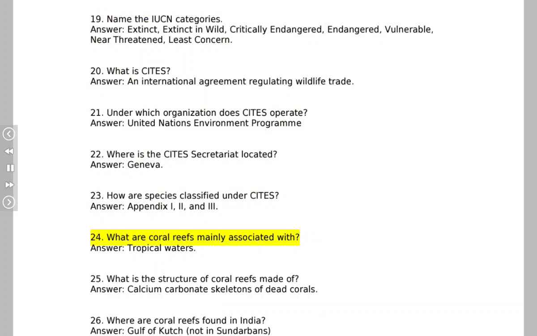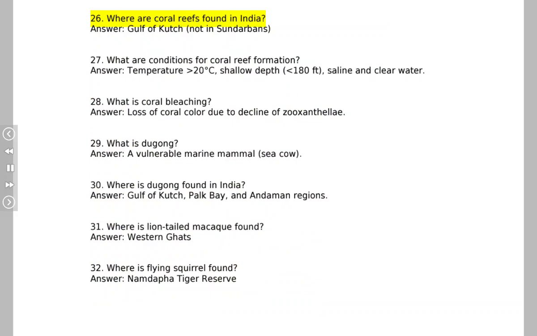24. What are coral reefs mainly associated with? Answer. Tropical waters. 25. What is the structure of coral reefs made of? Answer. Calcium carbonate skeletons of dead corals. 26. Where are coral reefs found in India? Answer. Gulf of Kutch, not in Sundarbans. 27. What are conditions for coral reef formation? Answer. Temperature greater than 20 degrees Celsius, shallow depth less than 180 feet, saline and clear water.